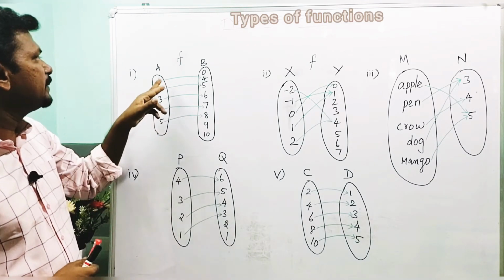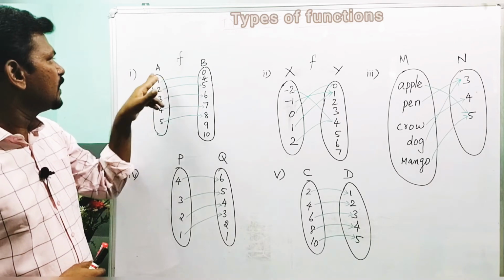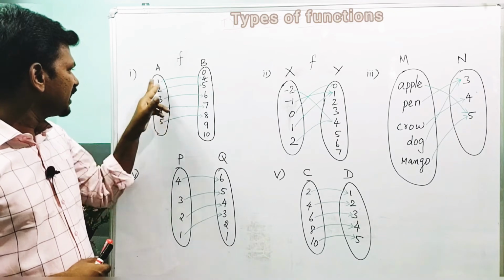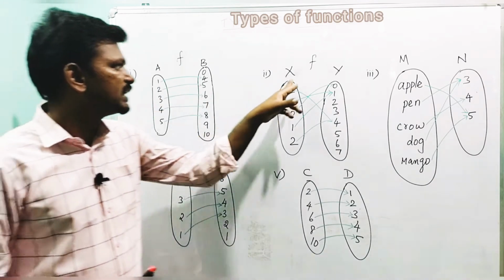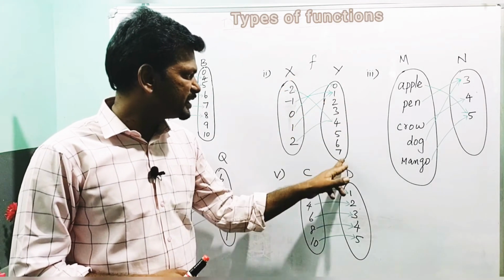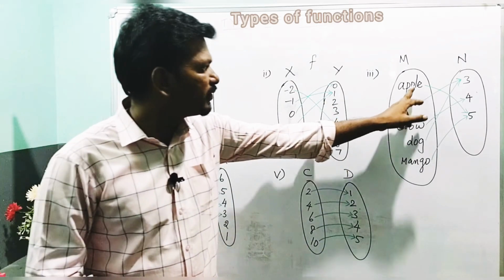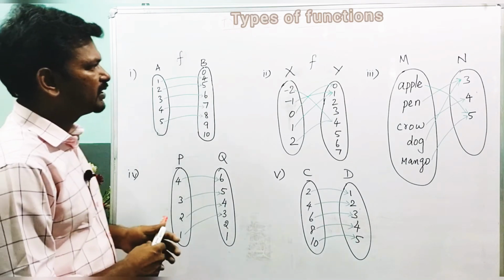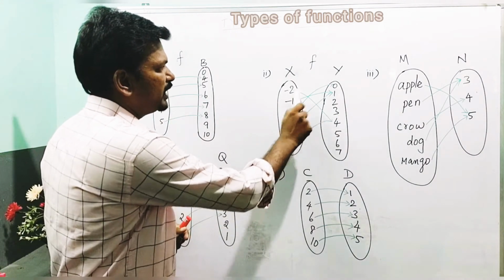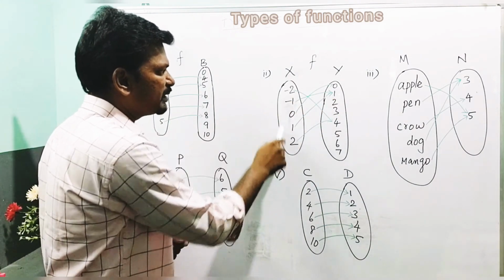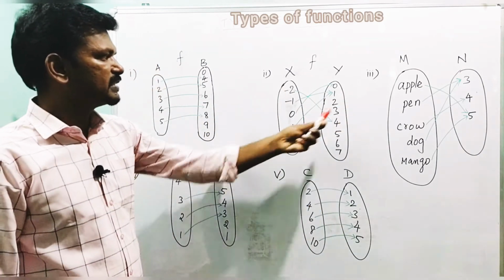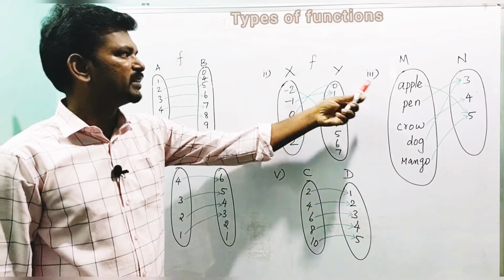So here you can see in this relation, f from A to B, every element of A has a unique image. Every element of X has a unique image in Y. Every element of M has a unique image. Unique image means 2 has only one image, so all the elements have one image in the next set, in Y.